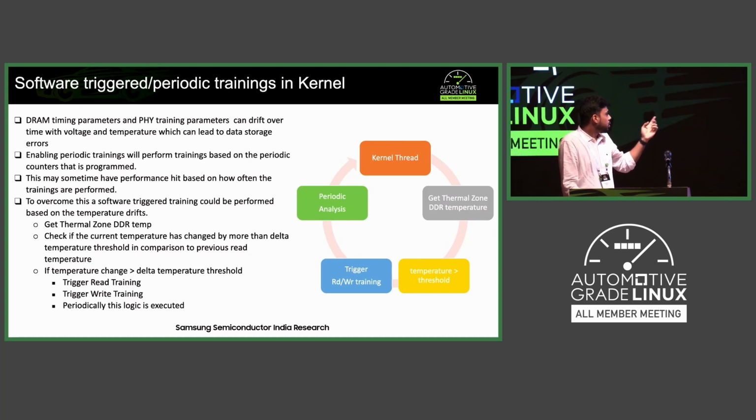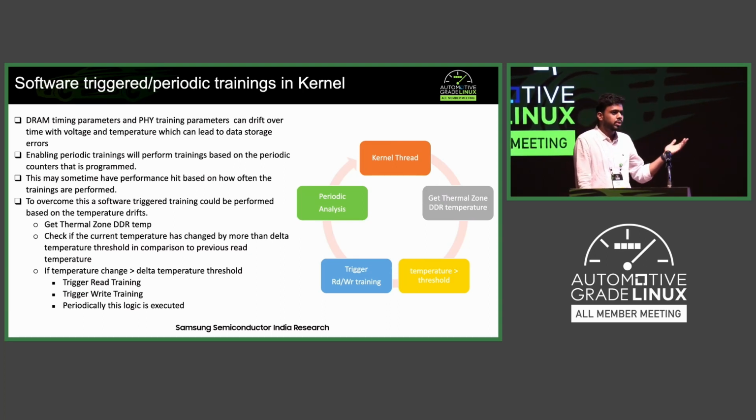But the cost of it is that it can have a performance hit, because there can be scenarios when the periodic training is happening at the same time as large data transmission over the automotive setup. We can have a scenario when that periodic training clashes with that access. So it may have a performance hit on the DRAM also.